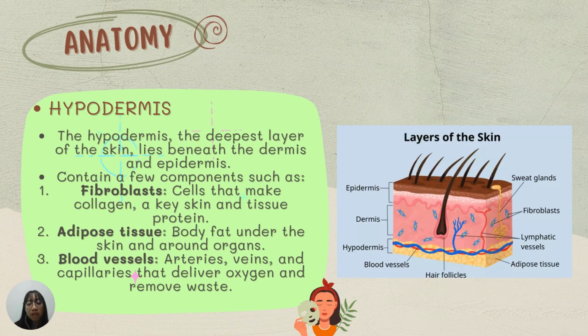And last but not least, the last layer of the skin would be the hypodermis, or as I mentioned earlier, it is also known as the subcutaneous layer, which contains a few components such as the fibroblasts, which are the cells that make collagen, and the next component would be the adipose tissue, which is also known as the body fat, and last but not least, the blood vessels, which are the arteries, veins, and also the capillaries inside of the skin.